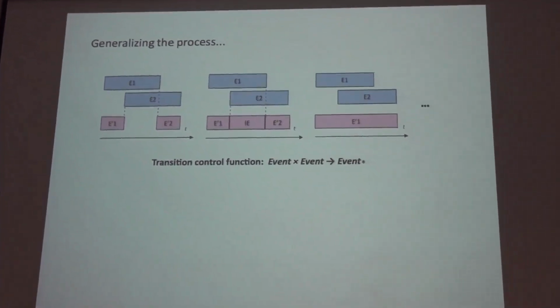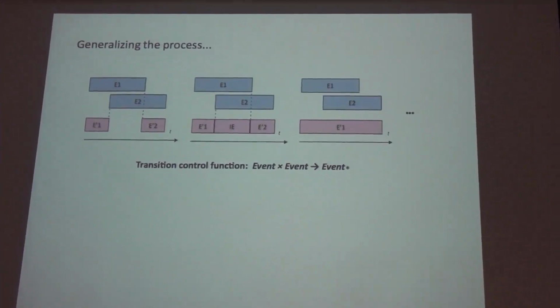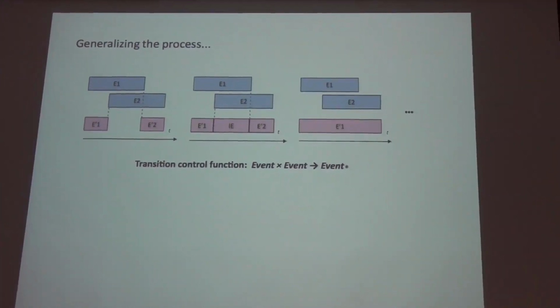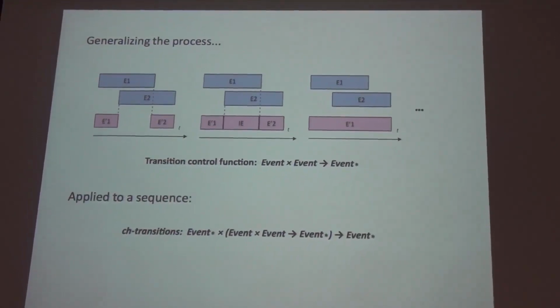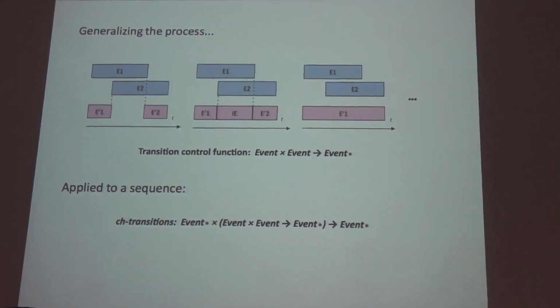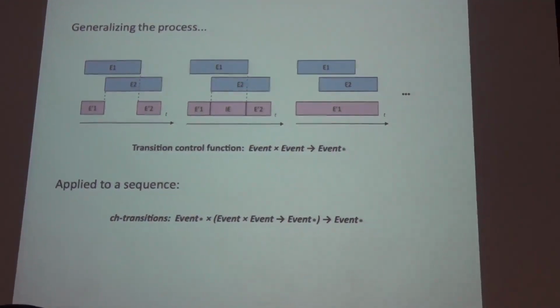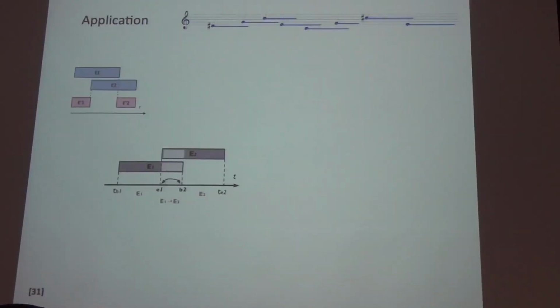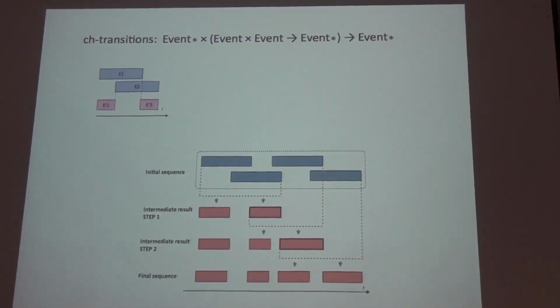So formally, we have this function that from 2 events generates a number of other events, 2 or 3 or 1 or 5 or whatever. If you apply it to a sequence, we take a sequence of events and this function, and we generate a new sequence of events by applying it iteratively on 2 successive events. Okay, so that's how it works.